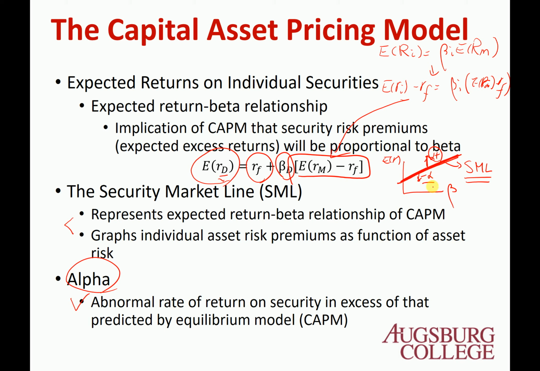And in fact, if you use the real data, then you're going to have some alpha sometimes, because the market's not really perfect, the assumption may be flawed, right? The assumptions we make in the CAPM model are not perfect. So this is called abnormal rate of return on the securities, in excess of that predicted by the CAPM model.